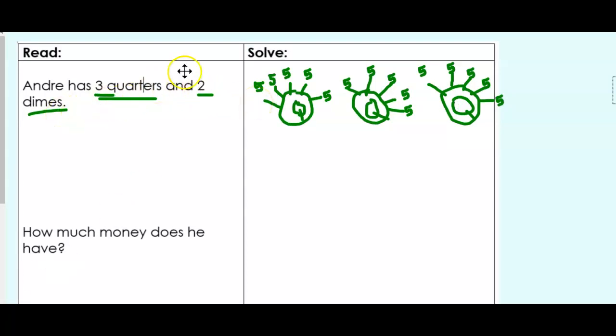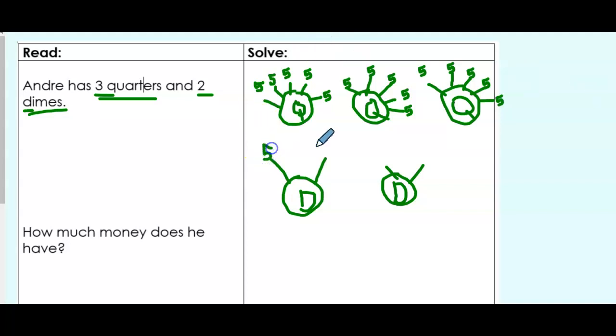Now let's draw the 2 dimes. How many circles would that be, boys and girls? That's right, 2 circles. And what letter goes in the middle of these circles? That's right, a D for dime. How many hairs does a dime get? Yes, 2 hairs each. And what is the friendly number that we use above each dime? That's right, 5 is the friendly number.